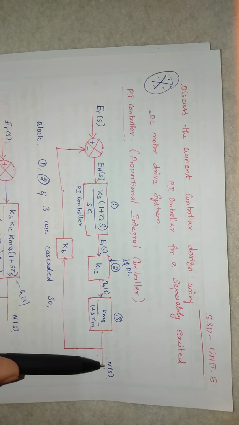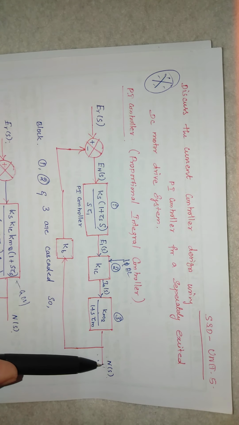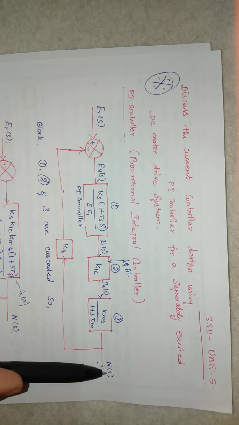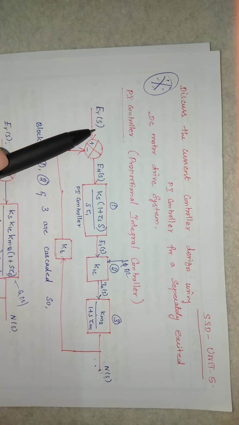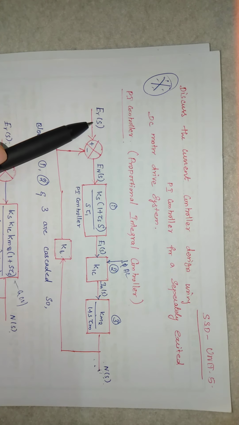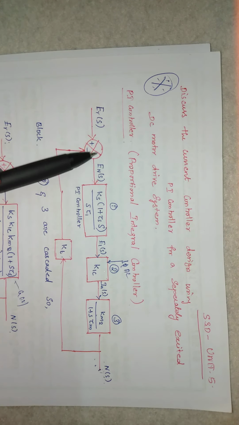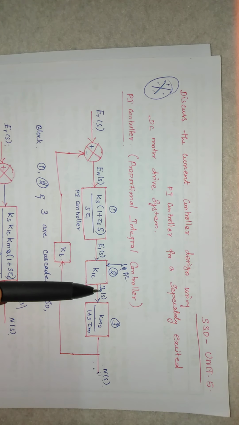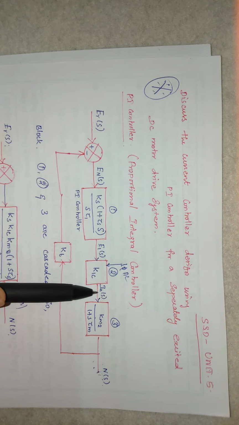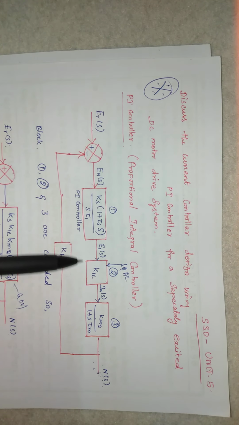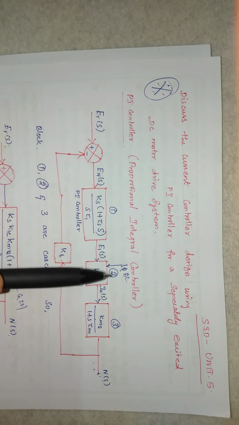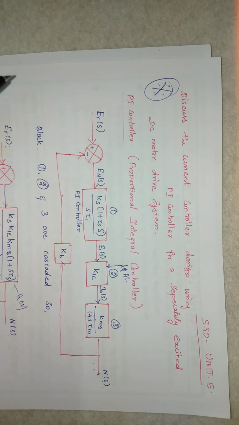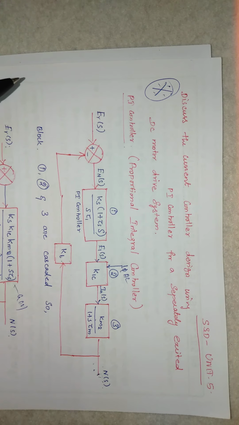So if you want to find n of s, then this is our input. If you find this n of s divided by Er of s, that is this output to this input, this transfer function will explain the entire concept. If you are going for only the current value, then we can take this alone for the transfer function of Ia of s divided by Er of s. We write the same equation below.